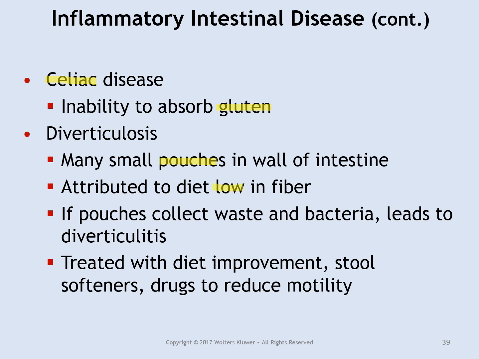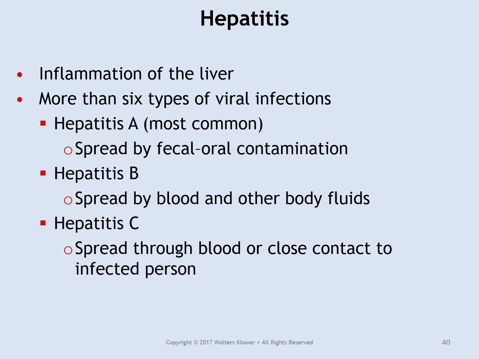Once you have these pouches, you can get bacteria secondary to the waste products collecting in there, and you get the itis, or inflammation, in those pouches. Treatment is stool softeners and keeping the food moving through so that it doesn't have time to collect in the pouches and cause the problem.